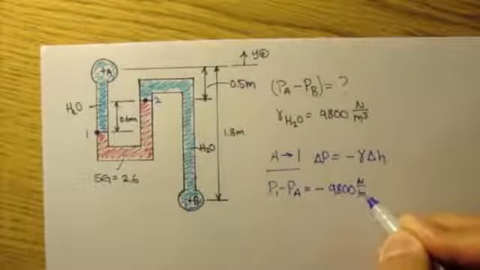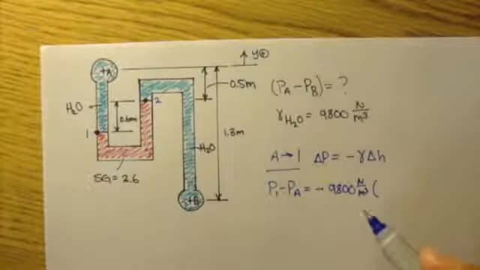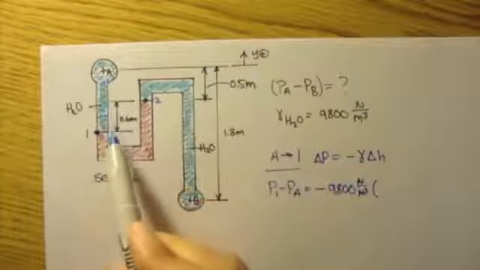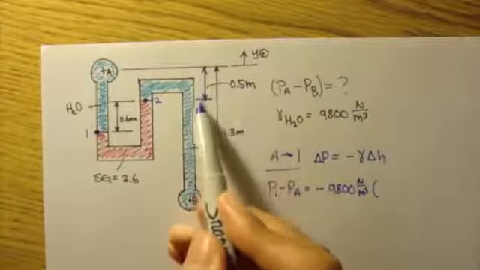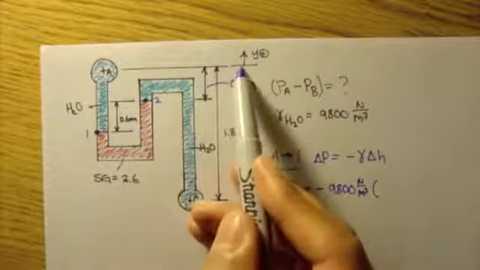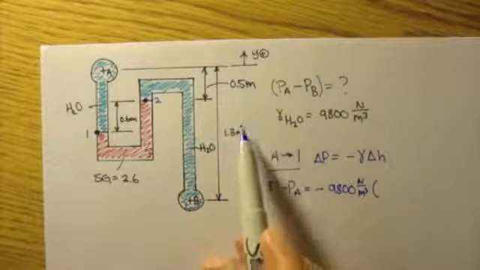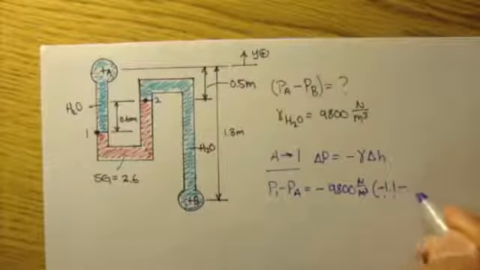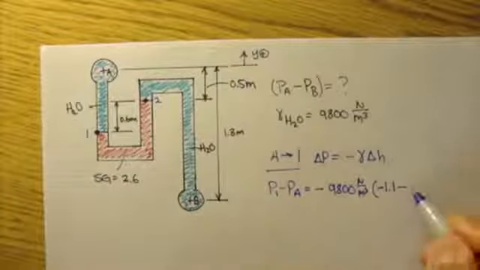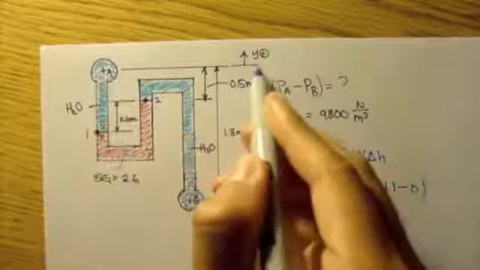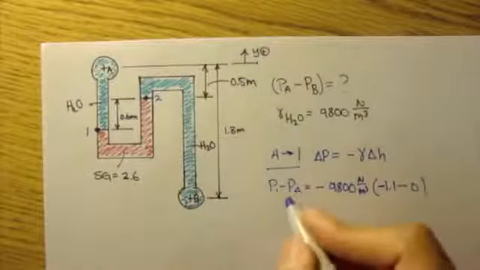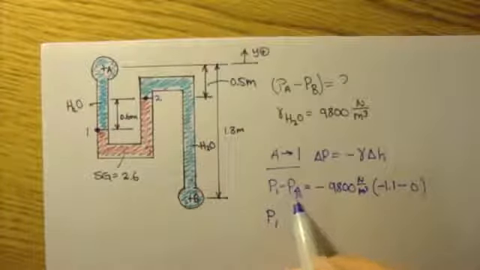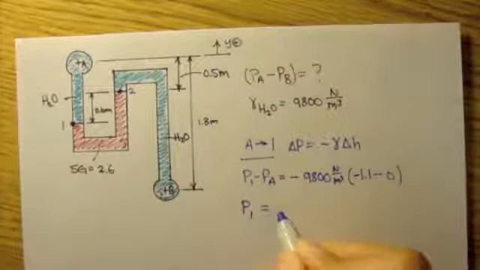9,800 newtons per meter cubed, times the height. Our datum is here. Our final height, from point A to point 1, is 0.5 plus 0.6, which is 1.1. But remember, our 0 is here, so we're going down, a negative distance of 1.1. So negative 1.1 minus the initial height. Well, the initial height was 0, right? We started at A, the 0 point. So for the pressure at 1, let's add PA to this side.